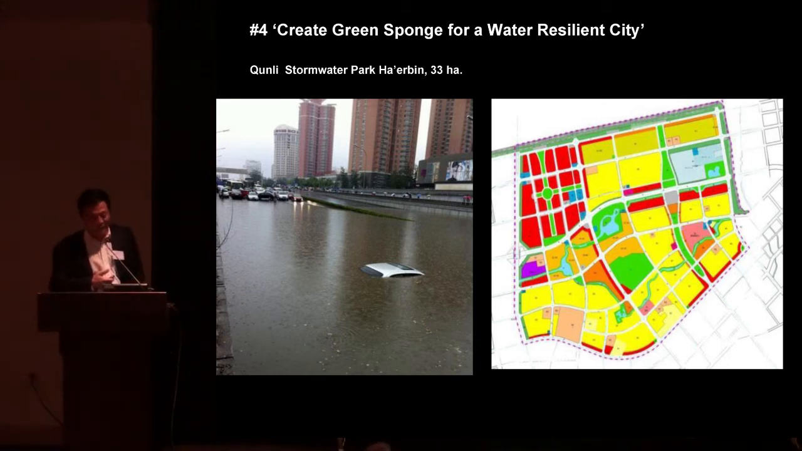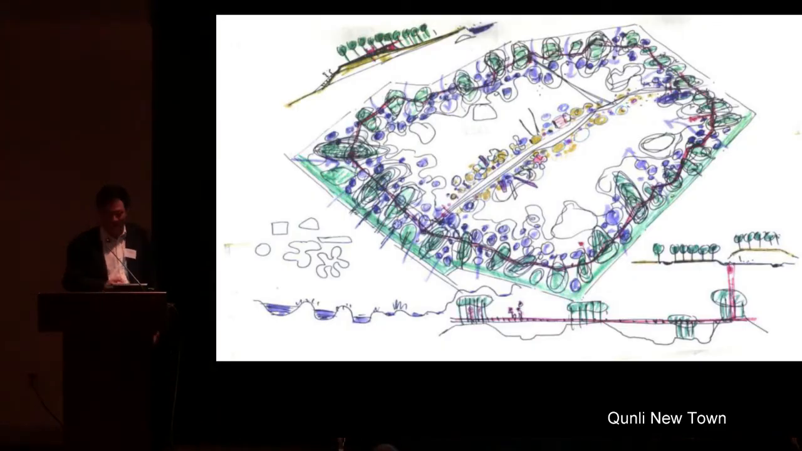The fourth case is to create a green sponge for a water resilient city. We are talking a lot about water resilience. Here's a case, of course. In China, all the cities are under flood during the rainy season. There's a big park, big green space right in the middle of the city. Now we want to design it as a sponge, a green sponge. The technique is very simple. Cut and fill, create a sponge surrounding the big piece of land.